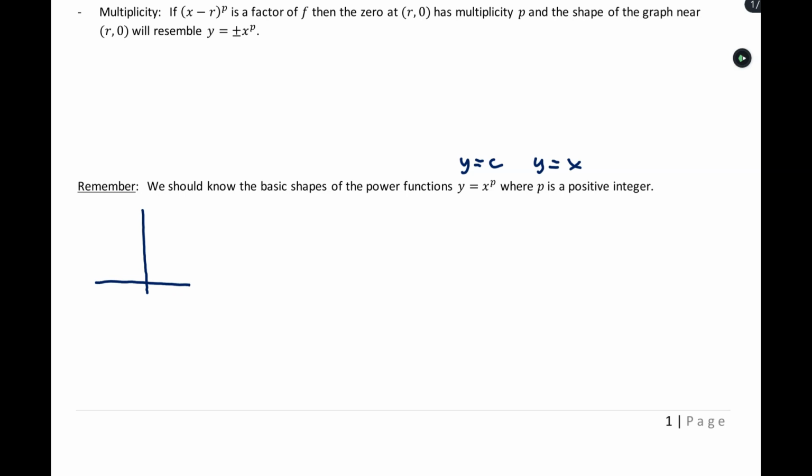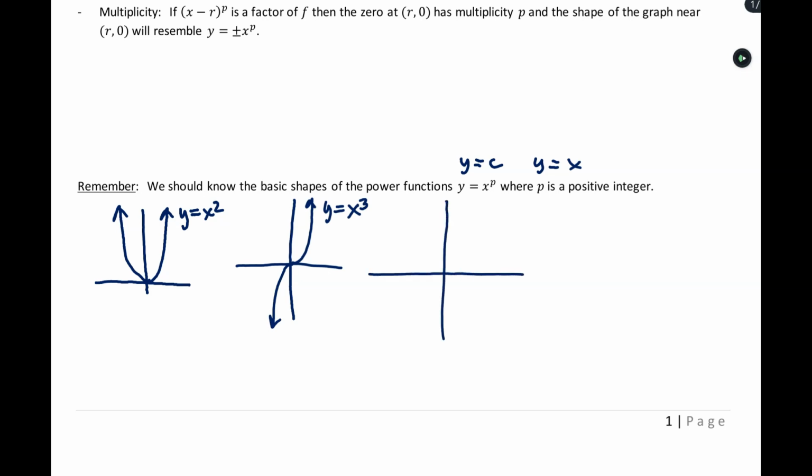So if the power is 2, we get x squared, which is our classic basic parabola, y equals x squared. If the power goes up to 3, we get this basic cubic shape, y equals x cubed. If the power goes up to 4, it's going to look a lot like y equals x squared, but it's a little bit more flattened out at the bottom, a little bit more squared off, and then it gets steeper in a hurry than y equals x squared.